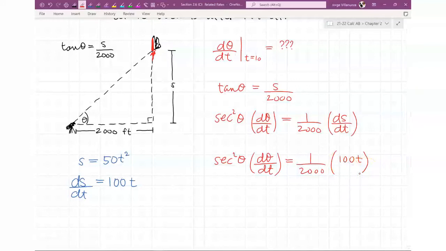Now I can reduce 100 and 2,000, right? I can get rid of 2 zeros there. So just to clean it up a little bit here, I'm going to divide both sides by secant squared theta. So this is what I end up with: d theta dt is equal to, let me write it this way, 1 over, actually, t over 20 secant squared theta.